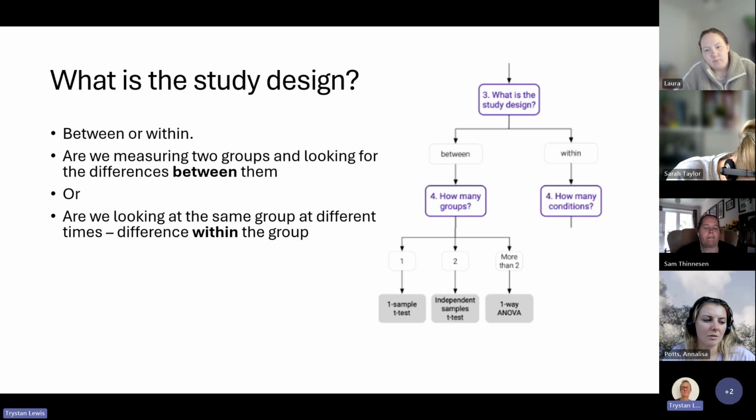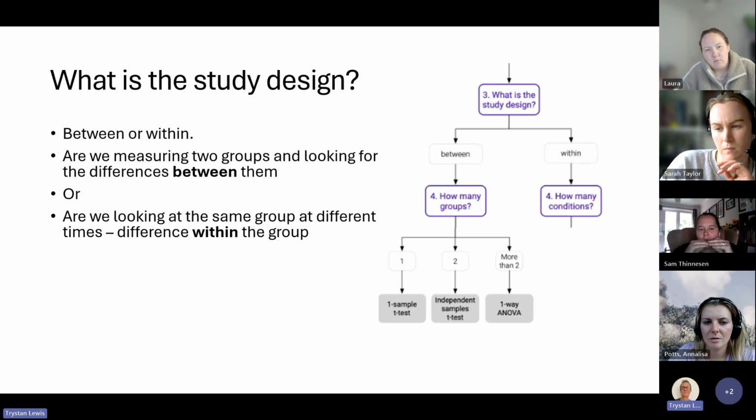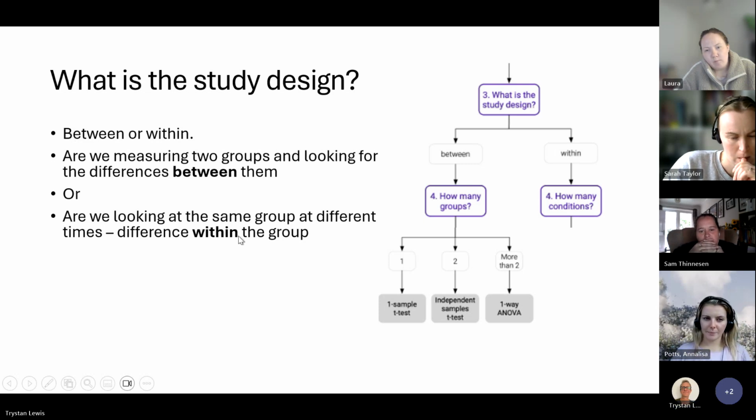But I could be looking at this group in year one, and then this group when they do their A-levels, and seeing, can I already predict what A-levels they're going to get if they come in and they can't speak properly? Is there a prediction there? It could be within the group, the same group at different times. So that's between groups, like two sets of people, or within the group, the same set of people, but later on after a treatment.